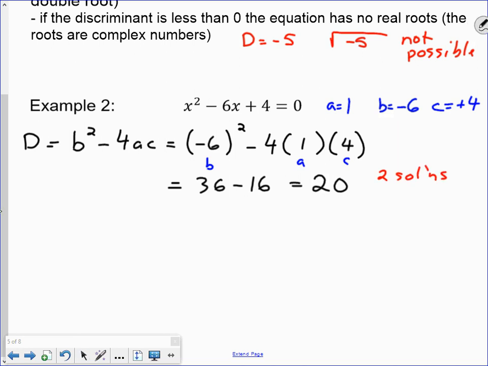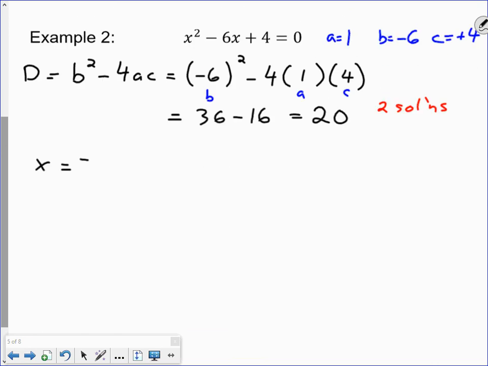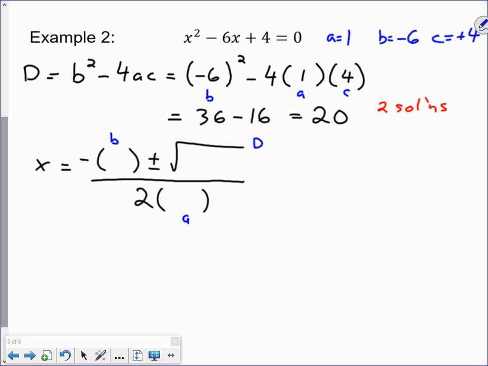Now we can go ahead and use the rest of the quadratic formula to figure out what those two solutions are. So the rest of our quadratic formula is x equals negative b plus or minus the square root of that b squared minus 4ac. So I'm just going to put that whole thing under the brackets and then 2 times a. So just filling this in, this was b here, this was a down here, and underneath this square root we're going to put d, or b squared minus 4ac is going to go underneath there.